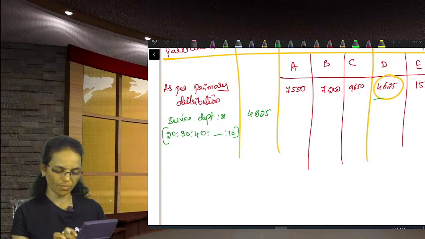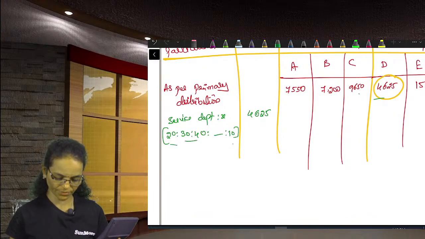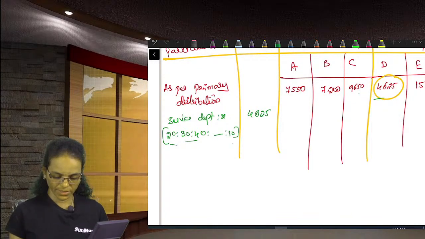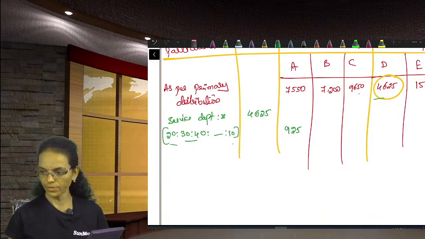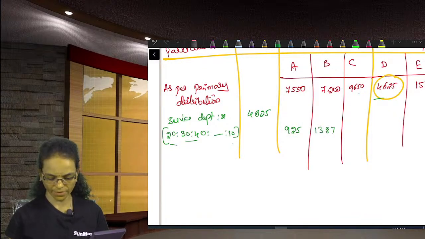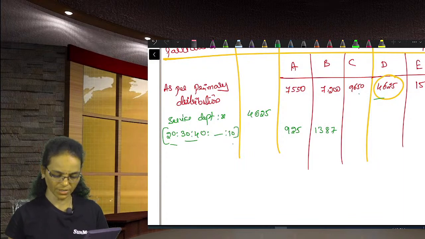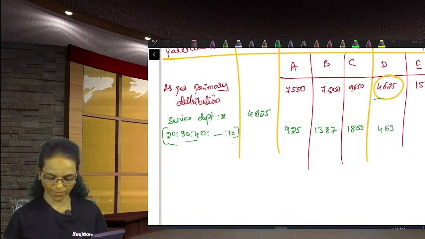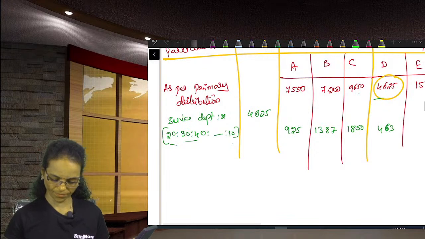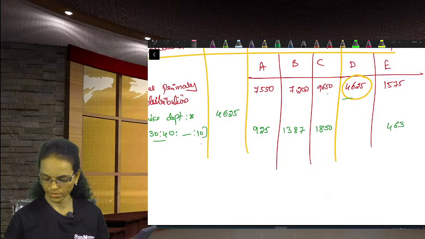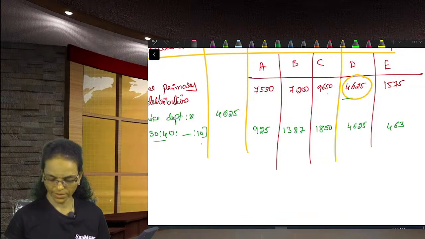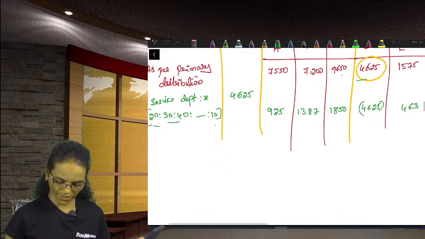4625 into 20% is 925. Divided by 20, into 30 is 1387. Divided by 30, into 40 is 1850. Divided by 40, into 10 is 463. Here it is a negative one. Now you add it.